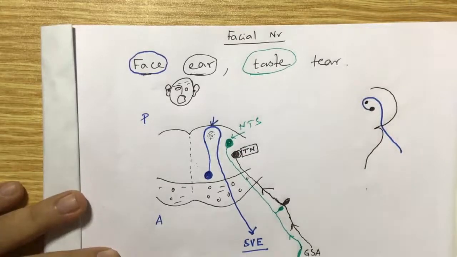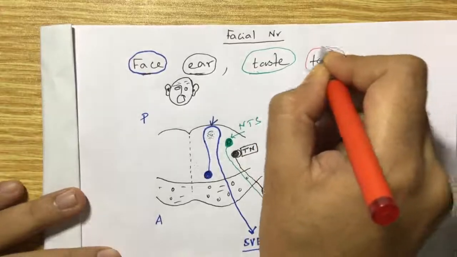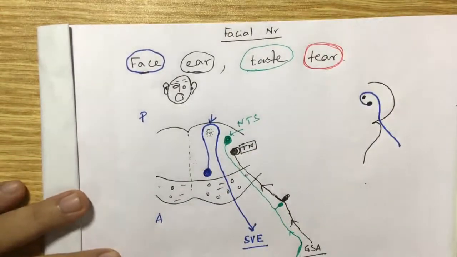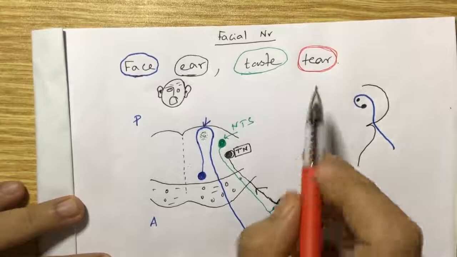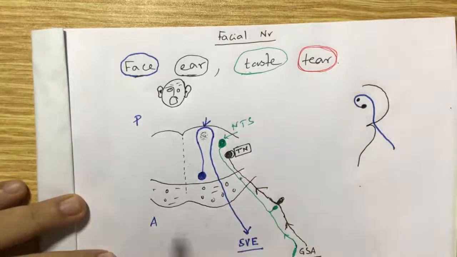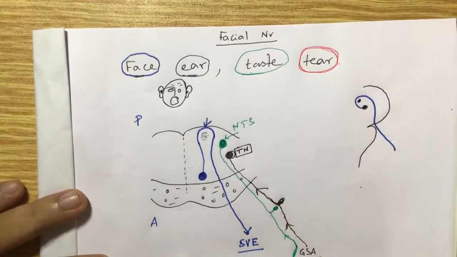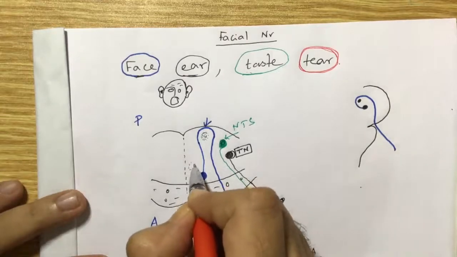Another thing is tear. Even that lacrimation is not so easy. You will find that. So tear, it is the function of a general visceral efferent. And for that lacrimation, there lies one nucleus.